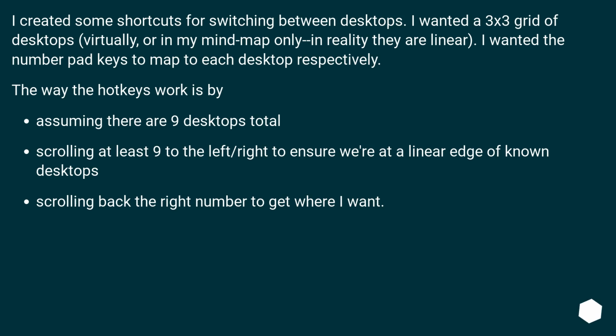I wanted a 3x3 grid of desktops, virtually, or in my mind map, only in reality they are linear. I wanted the number pad keys to map to each desktop respectively. The way the hotkeys work is by assuming there are 9 desktops total, scrolling at least 9 to the left/right to ensure we're at a linear edge of known desktops, scrolling back the right number to get where I want.